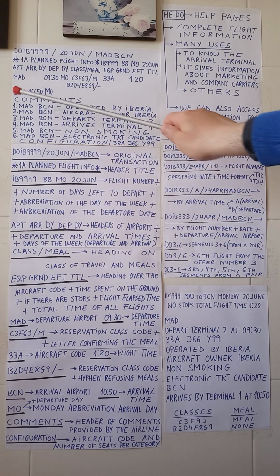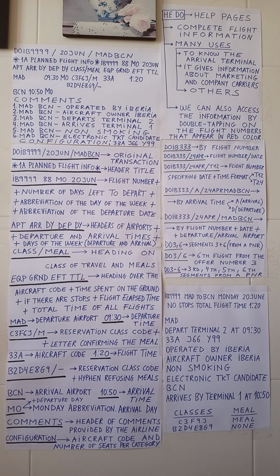The first comment indicates that the flight will be operated by Iberia. The second comment indicates that the owner of the aircraft is Iberia. The third comment indicates that the plane will depart from terminal number 2. The fourth comment indicates that the plane will arrive at terminal 1. The fifth comment states that smoking is not allowed on the plane. The sixth comment indicates that the ticket can be electronic.